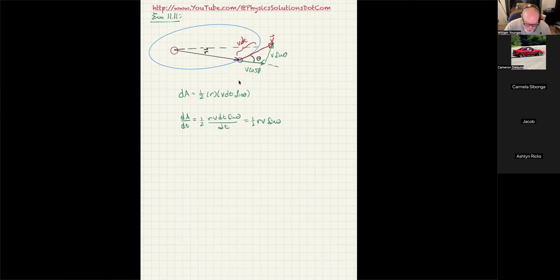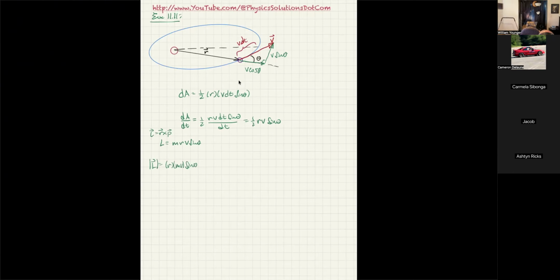Okay, so that's our derivative of the area with respect to time. And it doesn't seem like you're getting anywhere, but remember, we're supposed to show that it sweeps out equal areas in equal time. And what we can realize now is that L is equal to M times R times V times the sine of theta, because that is the formula for angular momentum. Remember, angular momentum L is equal to R cross P, and that means the magnitude of L is equal to the magnitude of R times the magnitude of MV times the sine of the angle between them.